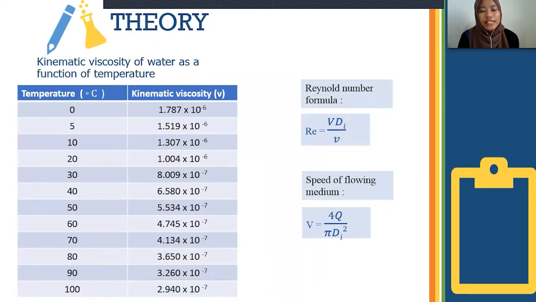And here is the table of kinematic viscosity of water as a function of temperature. The kinematic viscosity is required in order to calculate the Reynolds number. The Reynolds number formula is shown here, which is Reynolds number is equal to the average velocity of fluid times the inner diameter over the kinematic viscosity. On the other hand, we can also calculate the speed of flowing medium by using this formula.